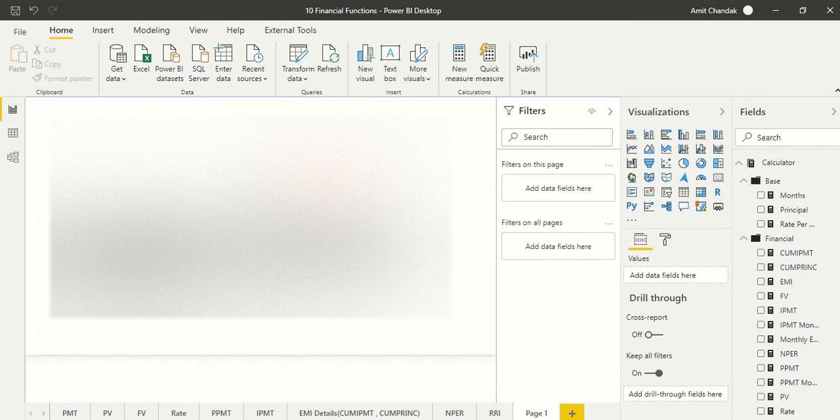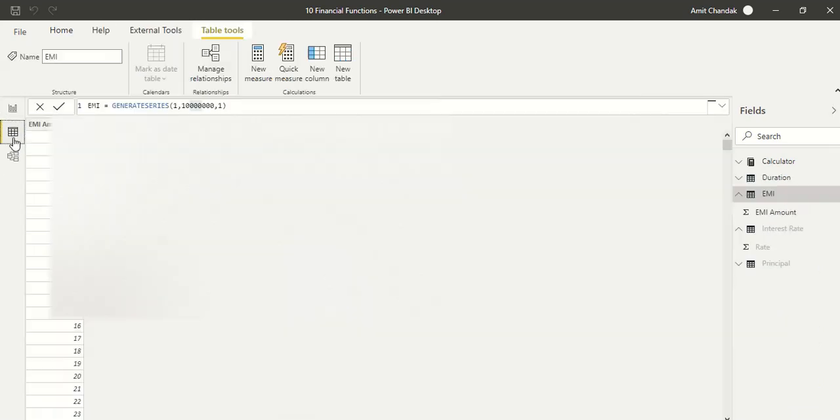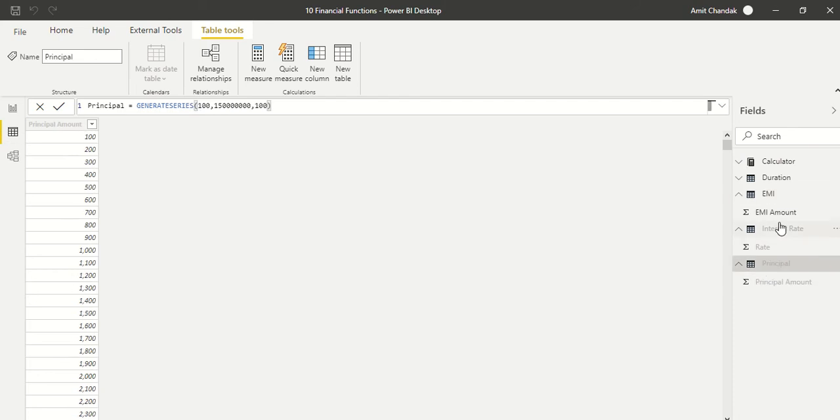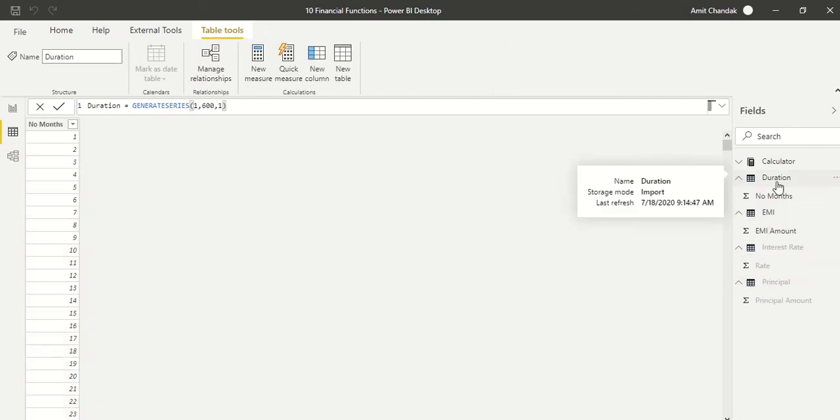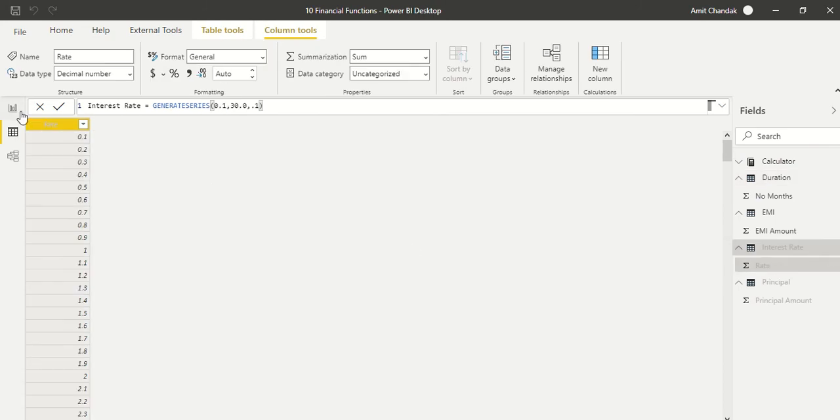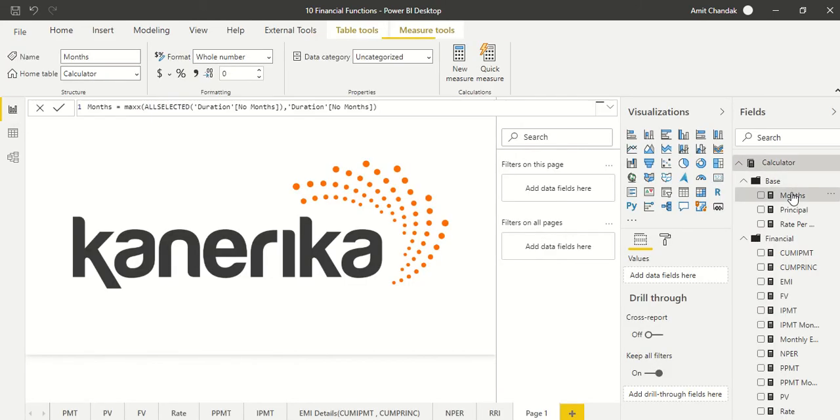NPER is basically nothing but your number of months, number of periods. So we are going to showcase that, and if you remember from the last one, we created a few series: principal series, EMI amount series, duration series, and the rate of interest series. We are going to use these, and we have some basic formulas like number of months, principal and rate of interest, which we have converted into monthly. Because we are using rate of interest as an absolute number, we have to divide it to convert it to a percentage number.